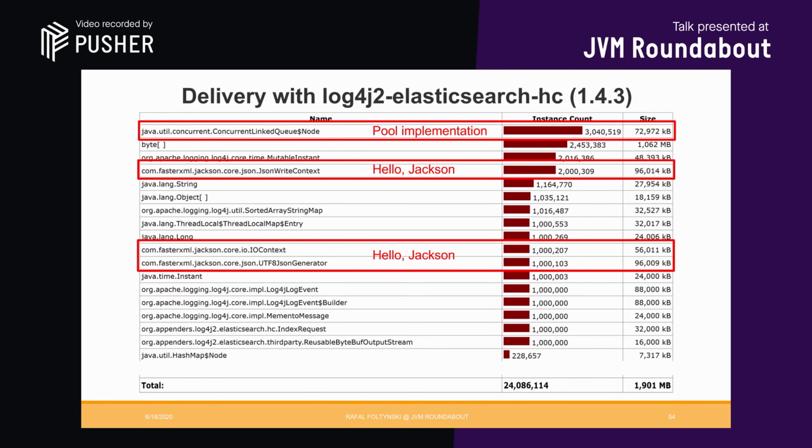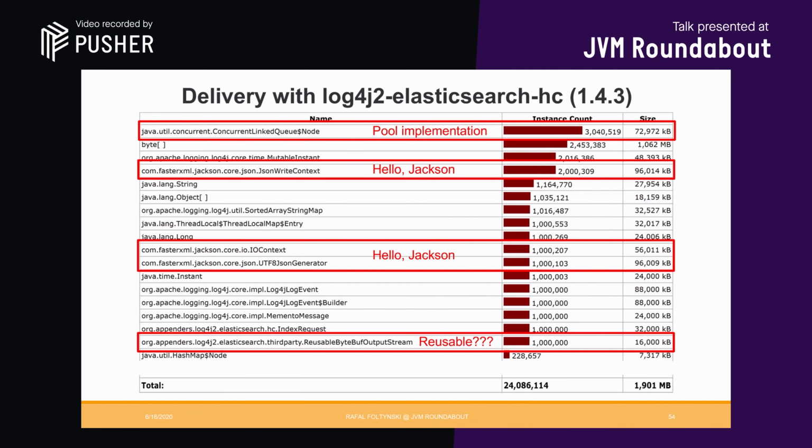Also, I said hello to Jackson objects, because I've decided to not use JSON, because Jackson looks much better here. However, it turned out that Jackson creates a UTF JSON generator and IO context and 2 JSON write contexts for each object that I'm creating, which was curious, and let's see if we can do something about it later. Also, I saw my reusable stream, and I thought, is it really reusable? Maybe it's time to actually make it reusable.